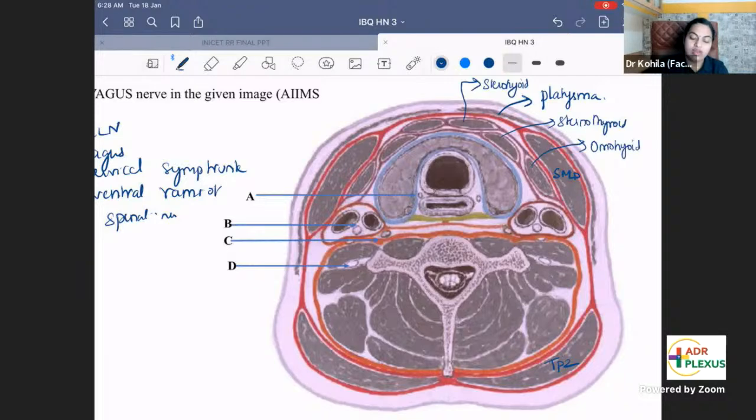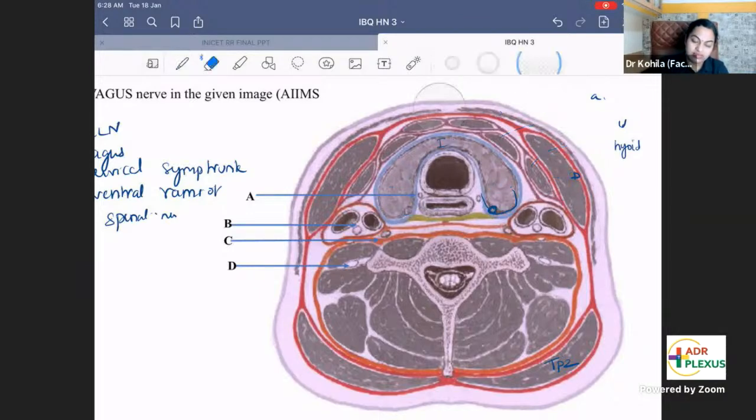What you see here, blue color, is the pretracheal fascia enclosing the lateral lobe and the isthmus of the thyroid gland. Can you make out the parathyroid here? That's the parathyroid. Okay. Now, coming here.